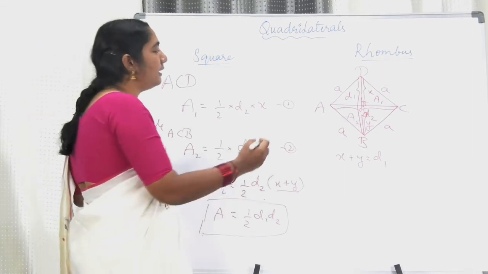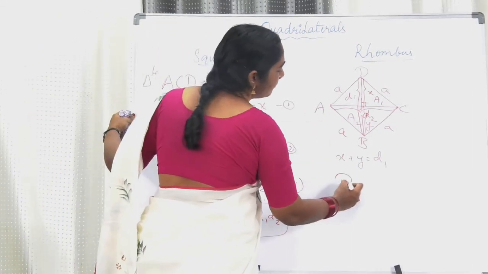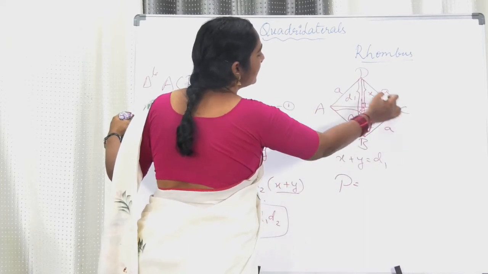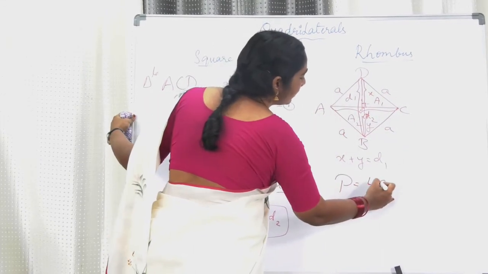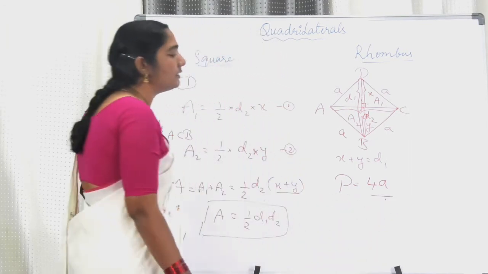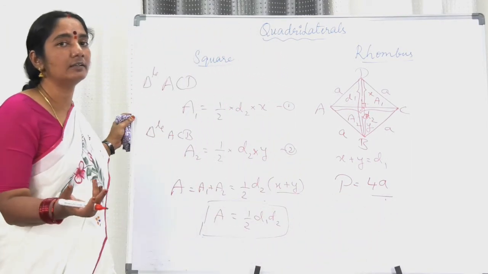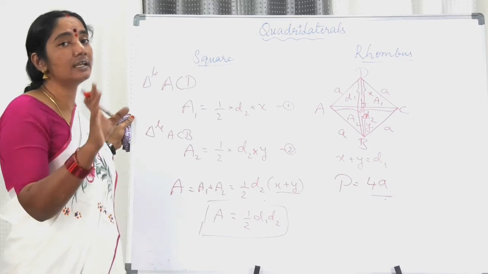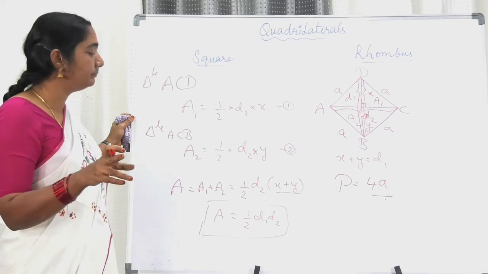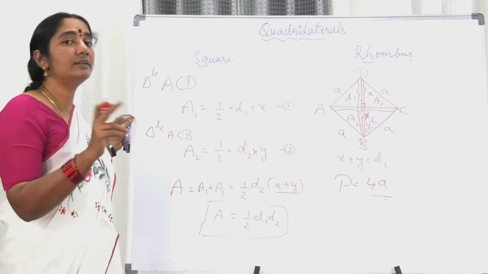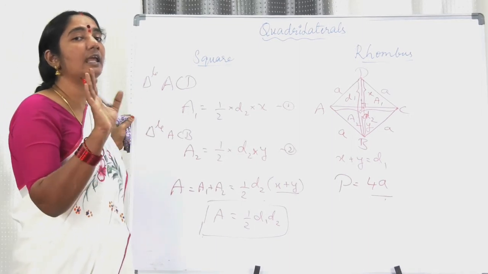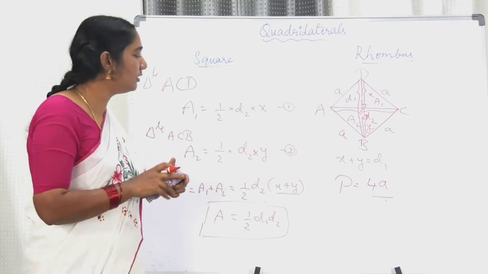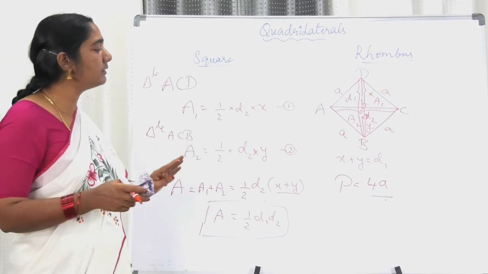So next is the perimeter. The perimeter is nothing but the sum of all the sides. So A plus A plus A plus A is equal to 4A. The perimeter of the square and rhombus are equal if the side is equal. But though the perimeters of the square and rhombus are equal, their areas are not equal. Their areas are different. So I think now you understood the difference between the area of a rhombus and the perimeter of a rhombus.